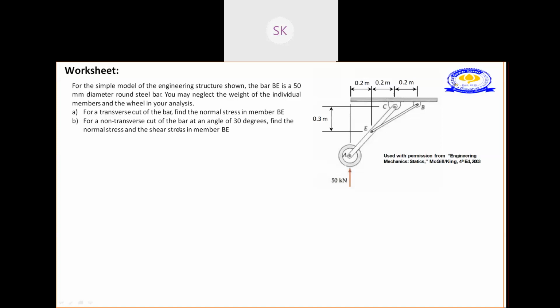And for a non-transverse cut of the bar at an angle of 30 degrees, find the normal stress and the shear stress in the member. Kindly write this question and this figure in your copy and try to solve this numerical.